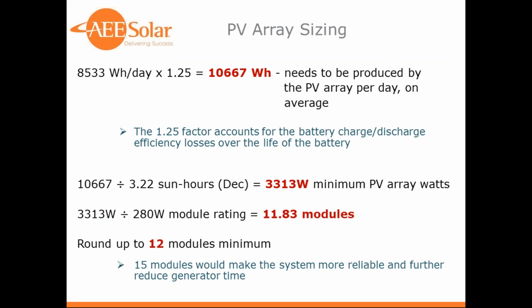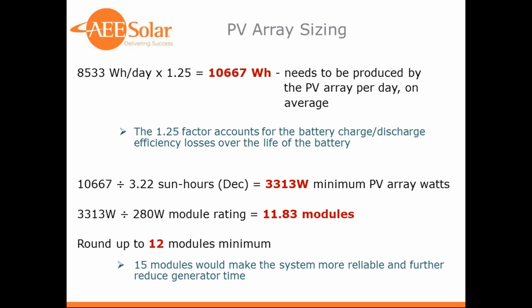So assuming that we have to produce 10,667 watt-hours a day, and we are sizing for December, which is 3.22 peak sun hours in Knoxville, Tennessee, we need a minimum of 3,313 watts, PV watts, to be able to do that. And again, that's a minimum.